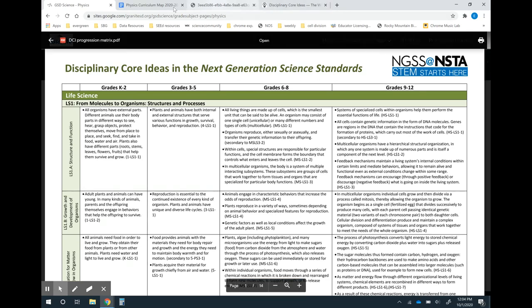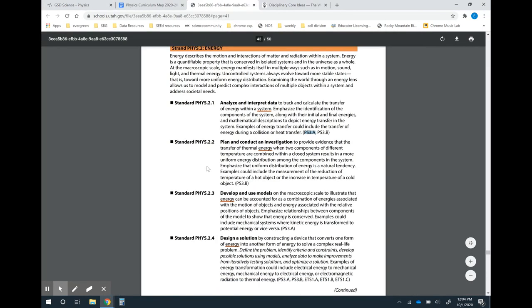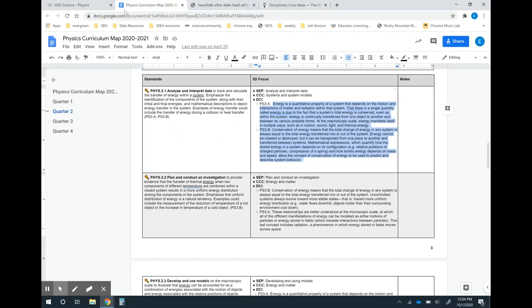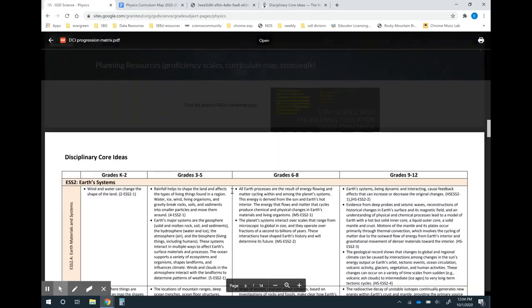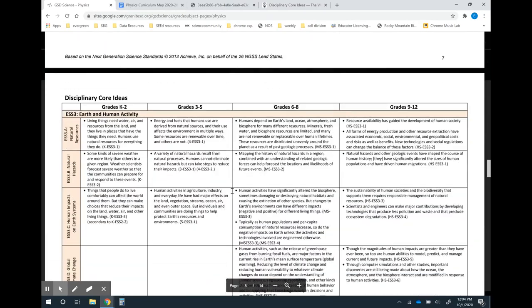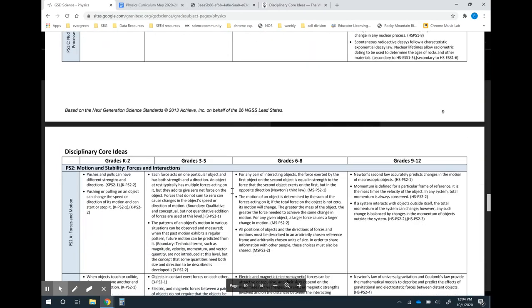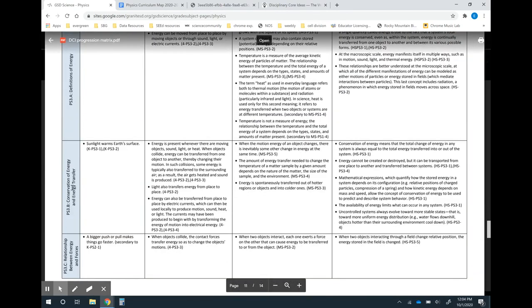So for the physics standards, let's look at 2.2. The disciplinary core idea is PS3B. If I go to my matrix, the physical sciences are in blue and they are near the end. So I'm just going to look for PS3B along the side, and it's right here.